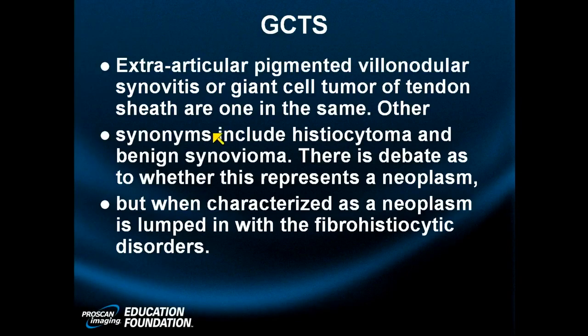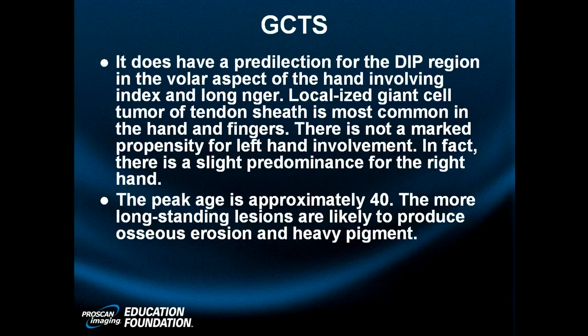So giant cell tumor of tendon sheath. It's extraarticular PVNS. Synonyms include histiocytoma, benign synovioma. There is some debate as to whether this represents a neoplasm, but the majority of pathologists have now accepted it as a World Health Organization grade 1 neoplasm. But it is locally invasive at times and can go into bone. It has been characterized by most pathologists as a fibrohistiocytic tumor. It most commonly likes the DIP region of the fingers. It also likes the thumb.